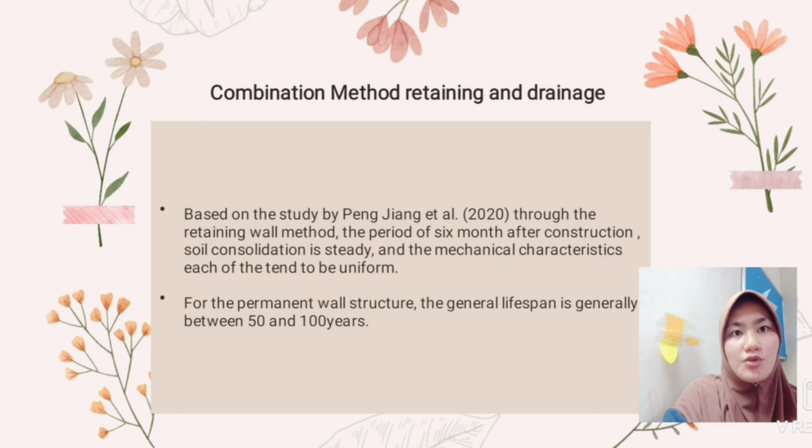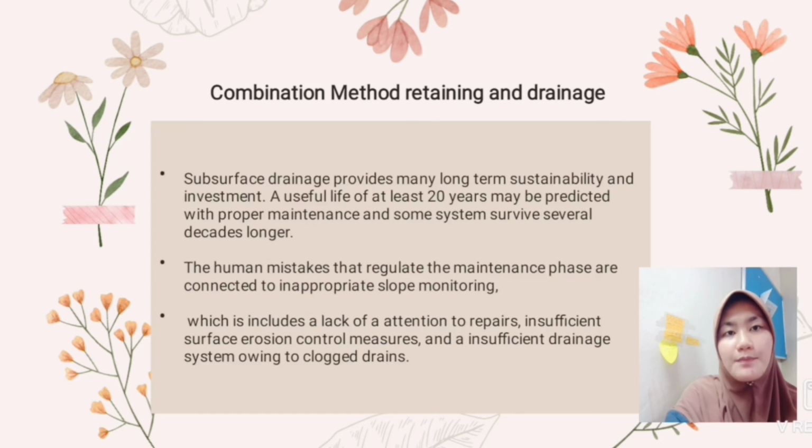Here I'm going to present my part, which is the combination method, retaining and drainage. Based on the study of the retaining wall method, in the period of 6 months after construction, soil consolidation is steady, and the mechanical characteristics tend to be uniform. For the permanent wall structure, the general lifespan is generally between 50 and 100 years.